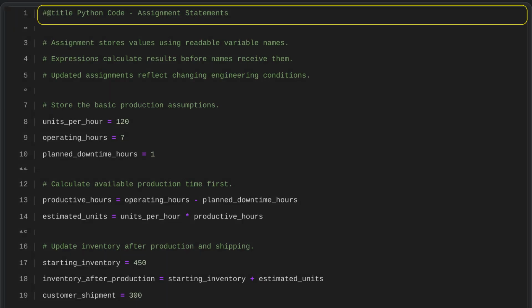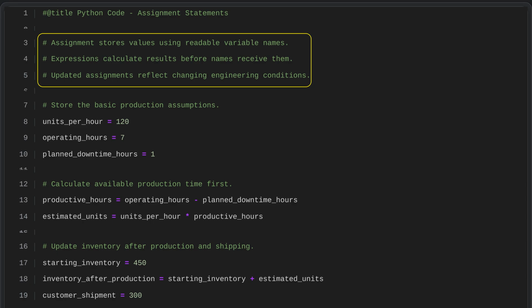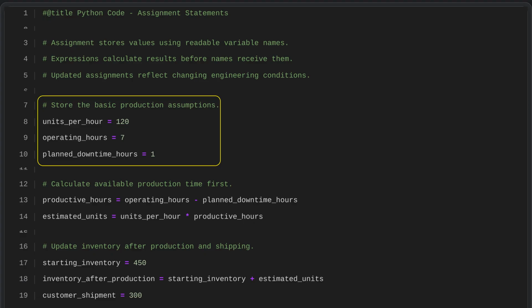Python code assignment statements. Assignments store calculated values under readable names. Expressions are evaluated first, then their results are assigned. Updating assignments lets values reflect changing engineering conditions. The production setup assumes a rate of 120 units per hour and 7 total operating hours per day. It also includes 1 hour of planned downtime, which will be subtracted to determine the actual productive time.